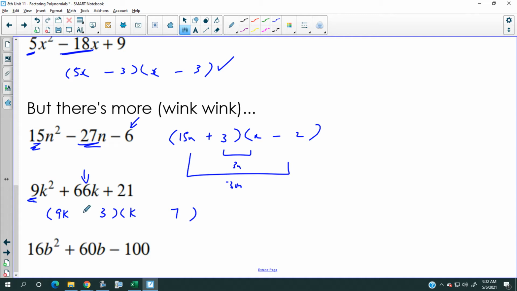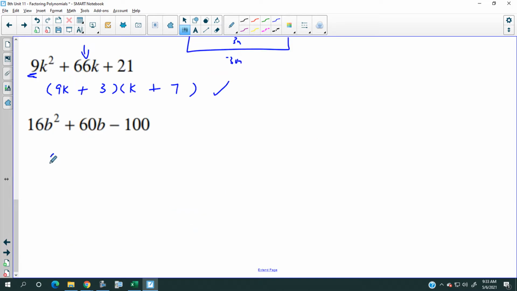Now, everything's positive, so this just has to be positive. There's really no other choice there. Okay? Good? All right, last one, and then we're done. Now, the only thing I would point out to you is that this can still be factored out. So you can factor it out like so. Okay? All right.